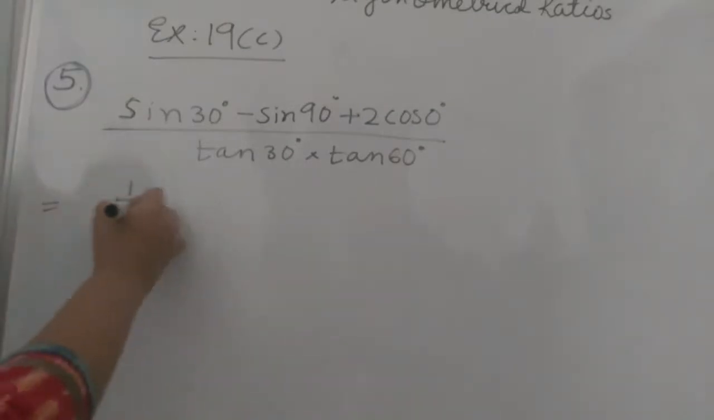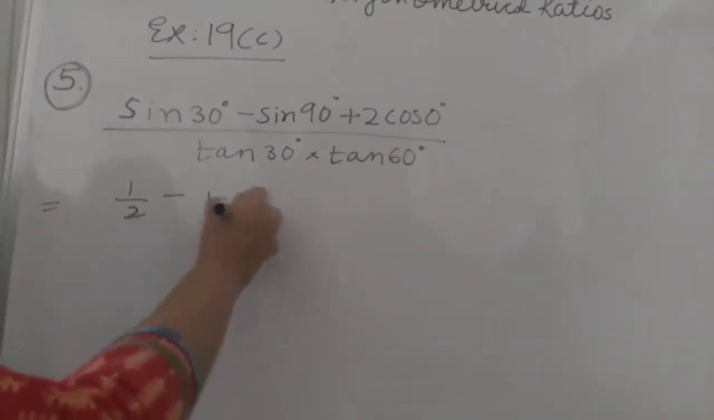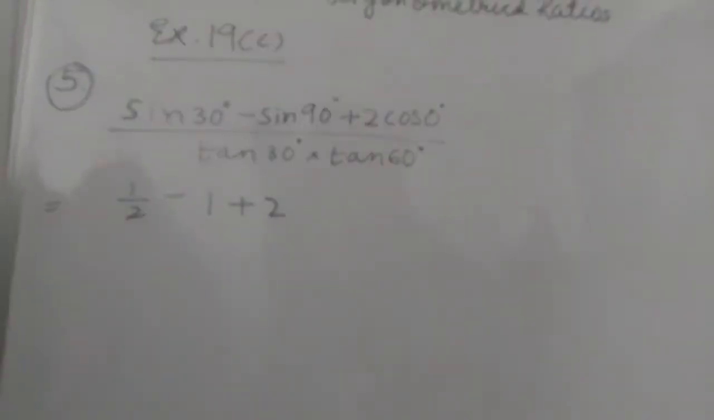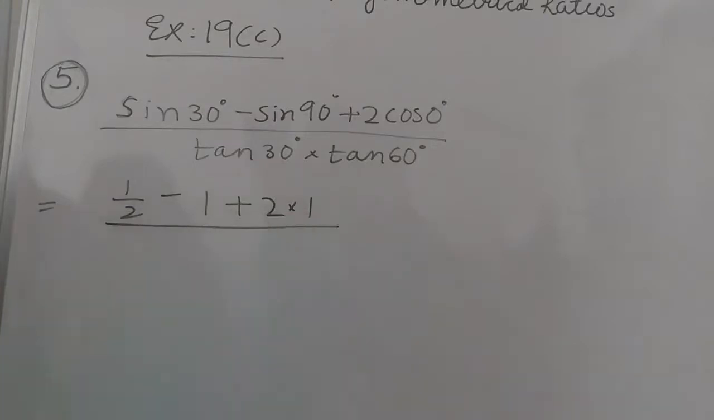We all know minus sin 90. So sin 90 value is 1. Plus 2 cos 0. Cos 0 also 1. Now in division, tan 30 is 1 by root 3 and tan 60 is root 3. So this will get cancelled in first step only.